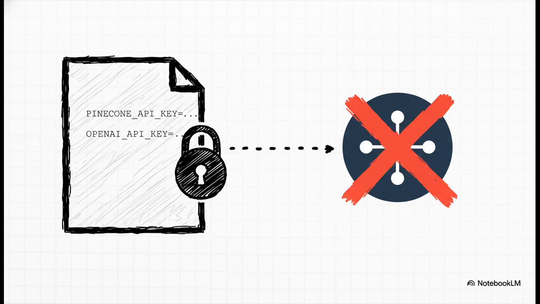What do you do with those keys? You create a simple little text file, and you have to name it .env. That's .env. Inside, you just paste your keys in, just like you see here.